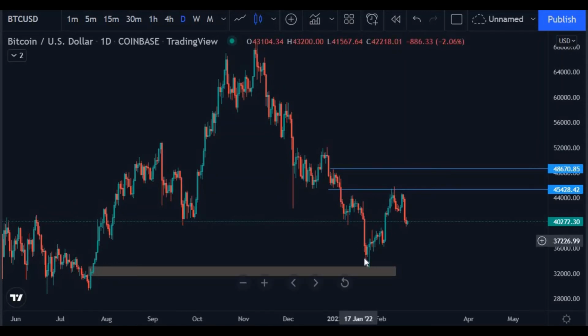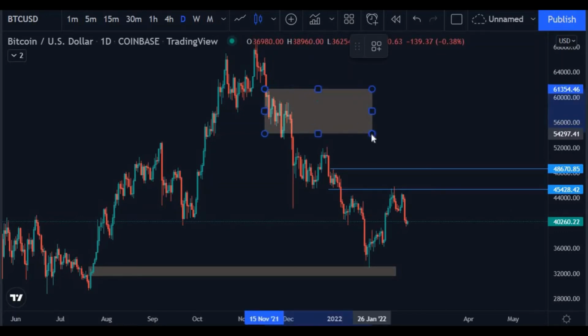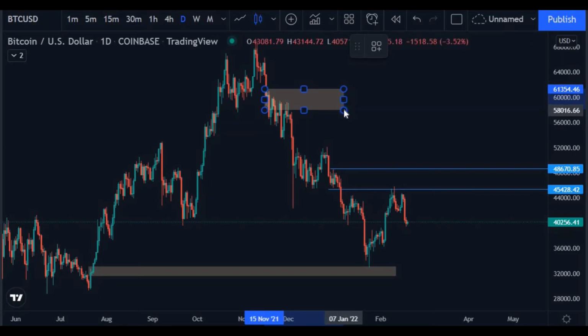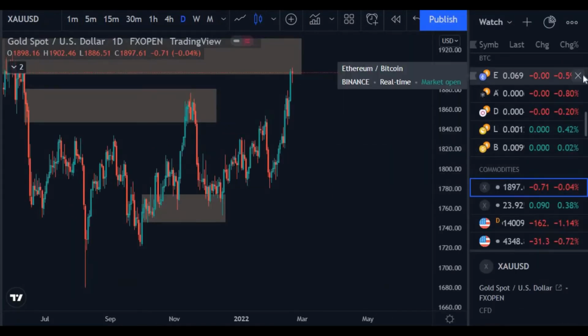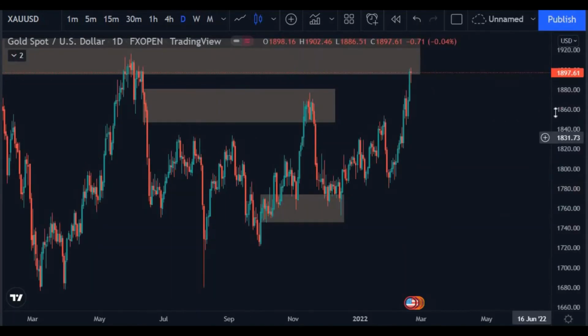I'll look out for another supply zone up here. We also have a supply zone up here, and then you can see prices came right into it once, twice, three times, and then went down. This is the chart for gold.